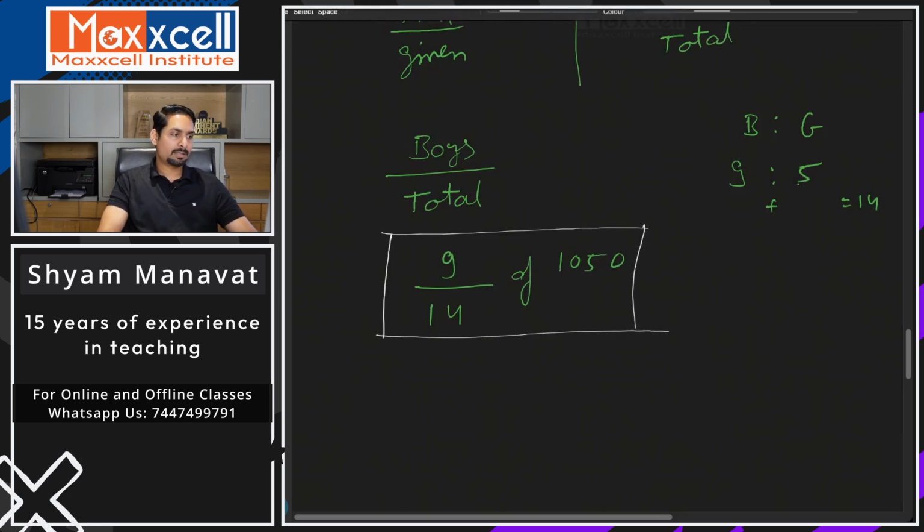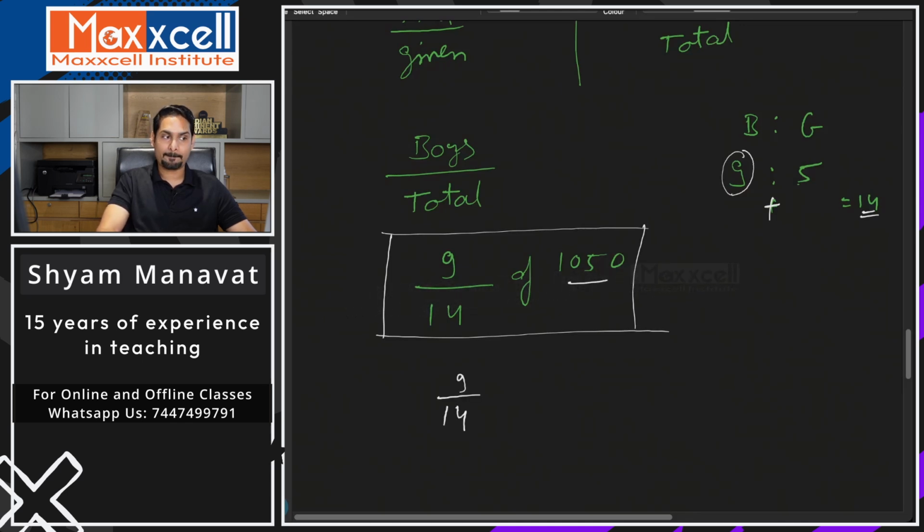So what are we trying to say here? That the boys are 9 out of 14. The boys' portion is 9 out of the total portion 14. So we will read this as: boys are 9 by 14 of the total number of students in the school. So what is the portion of boys? The boys' portion is 9 on 14.